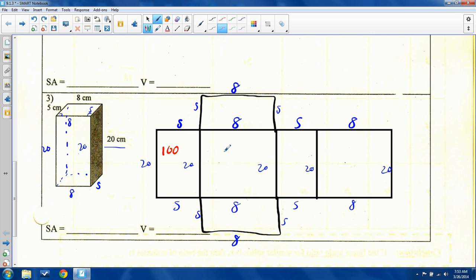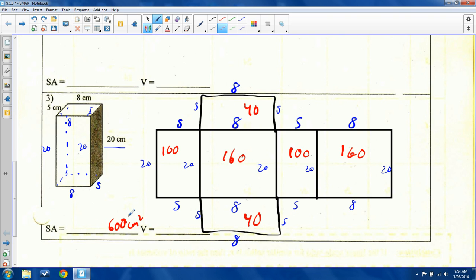So base times height: 100, 160, 100, 160. And up here, we have 40. Now, these are square centimeters, like 100 square centimeters, etc. I'll ignore that for now and save it for the answer. I find the area of each individual rectangle, then I add up all of the areas. That gives me the surface area. So 260 plus 100 is 360, plus 160 is 520, plus 40 is 560, plus 40 is 600. So the surface area is 600 square centimeters.